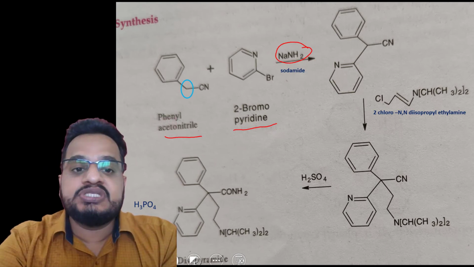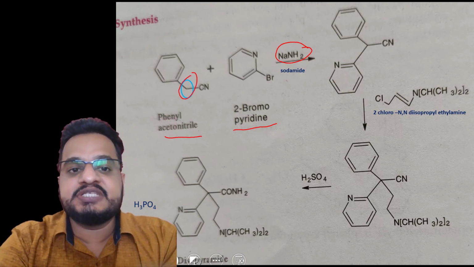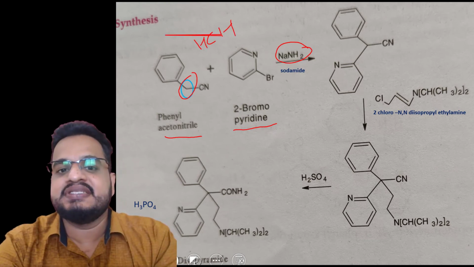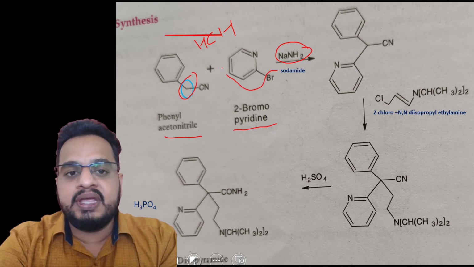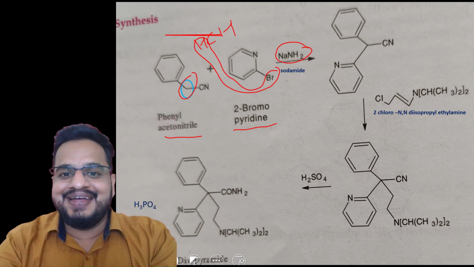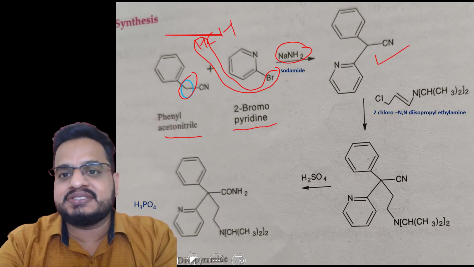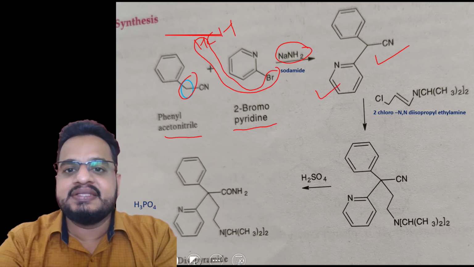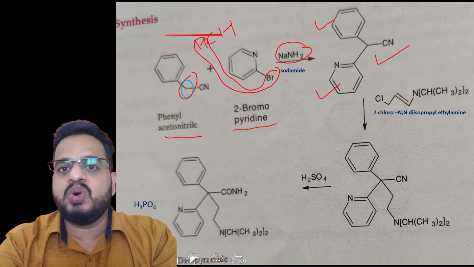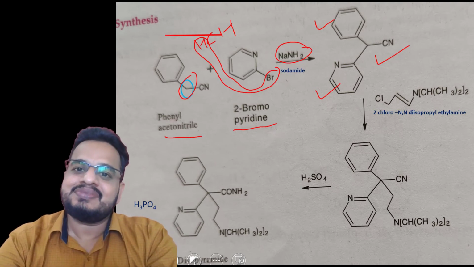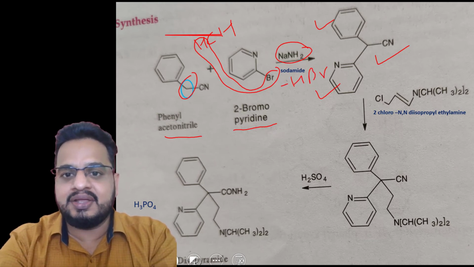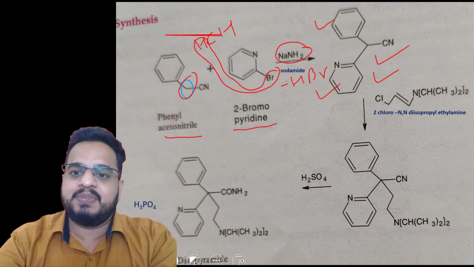Now what is happening? You check this part. What is this part? This is nothing but your CH2, isn't it? Now one bromine and one H. So this HBr is removed to get this particular compound. Check this. See, this is your pyridine ring. This is your phenyl acetonitrile ring. Got it? And what is moved out? That is the HBr. So minus HBr, you will get this beautiful addition compound, right?